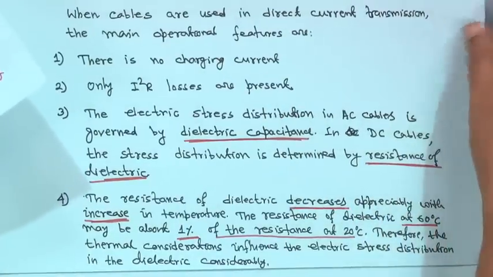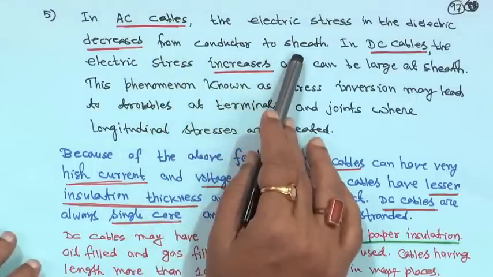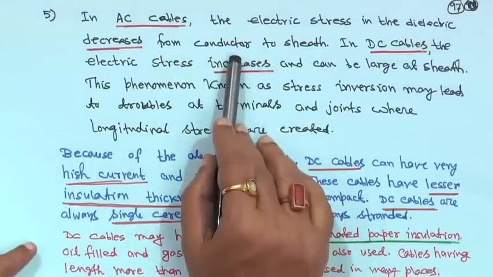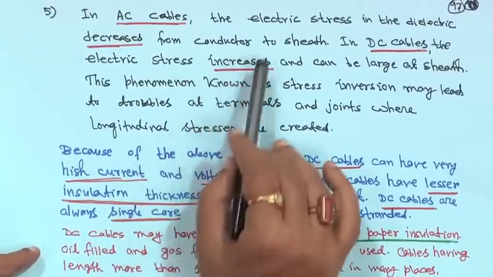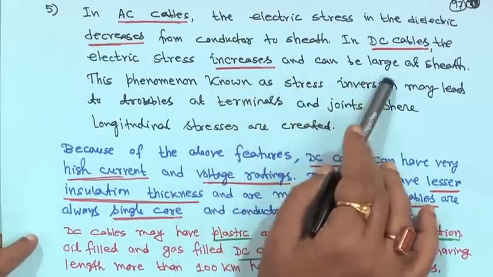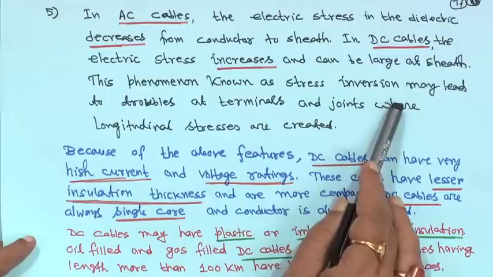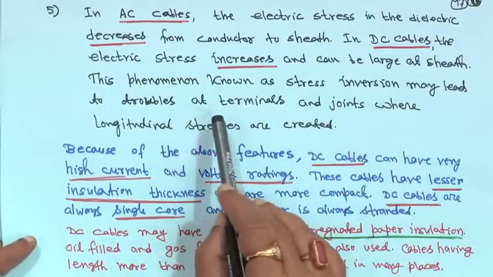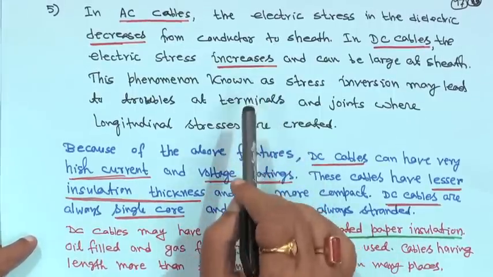Now, in AC cables, the electric stress in the dielectric decreases from conductor to sheath. We have seen that near the surface of the conductor the electric stress is higher, and when you move towards the sheath, it is less. In DC cables, the electric stress increases and can be large at the sheath, just the opposite. This phenomenon, known as stress inversion, may lead to troubles at terminals and joints where longitudinal stresses are created.